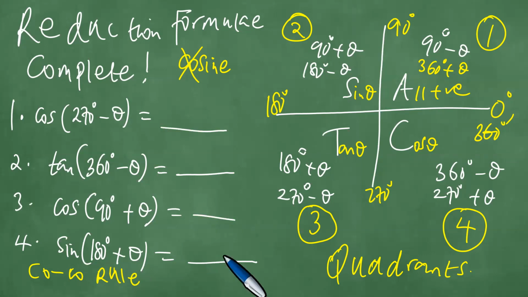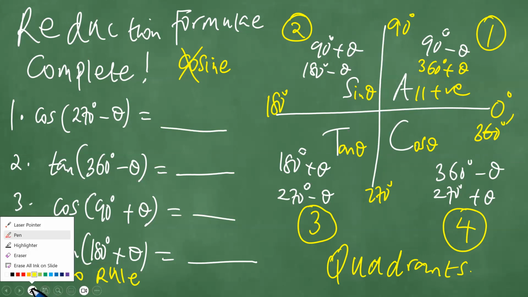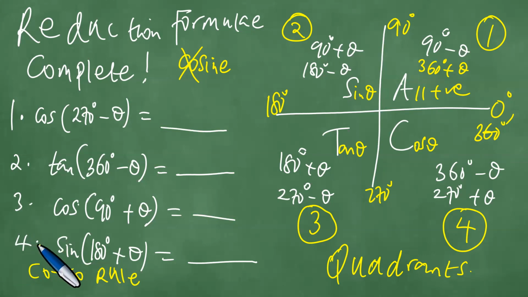Number one. Anyone? If you're dealing with cosine of 270 degrees minus theta, what is it going to be? What is the answer? Negative cos theta. Okay, negative cosine theta. Is that Yolande? Yes. That's awesome. Why do you think the answer is negative cosine theta, Yolande? Because cos is positive at quadrant 4, not quadrant 3.